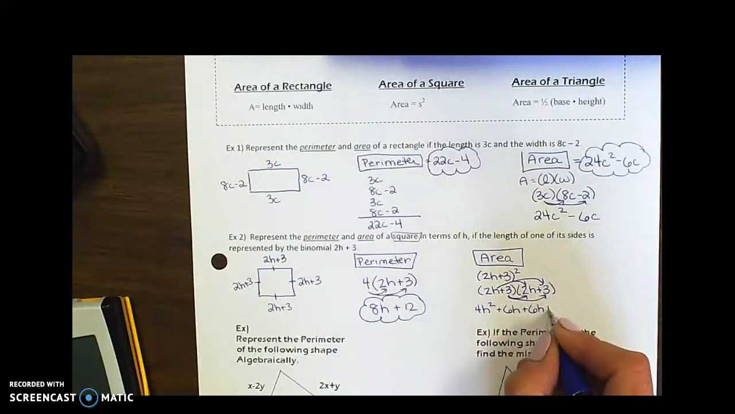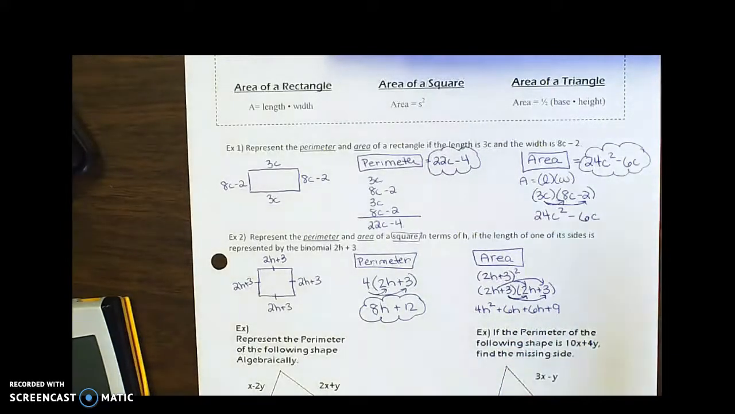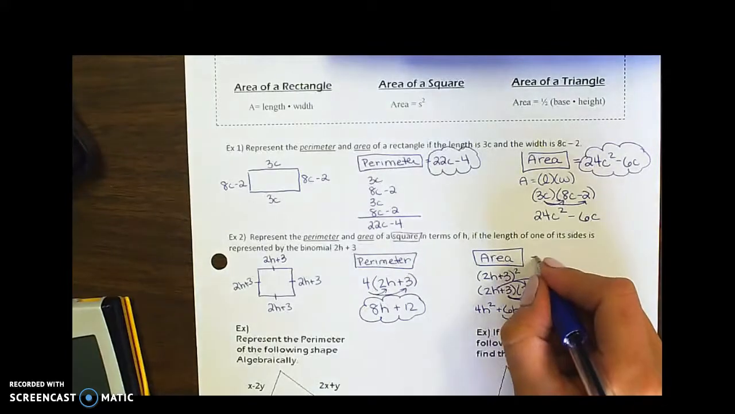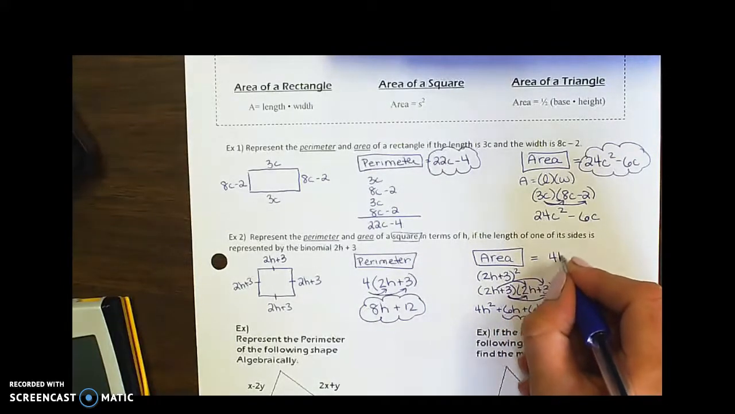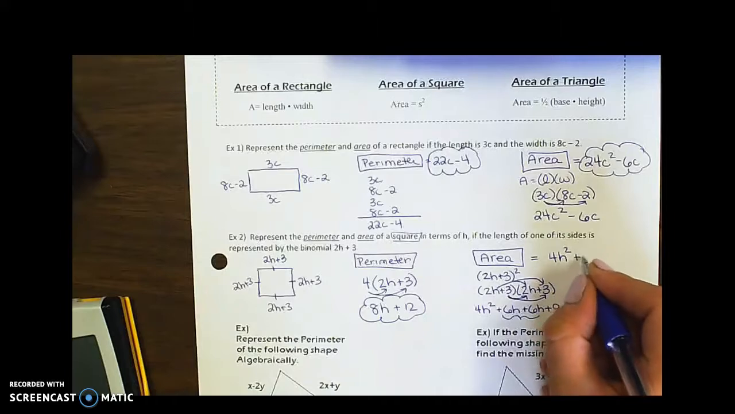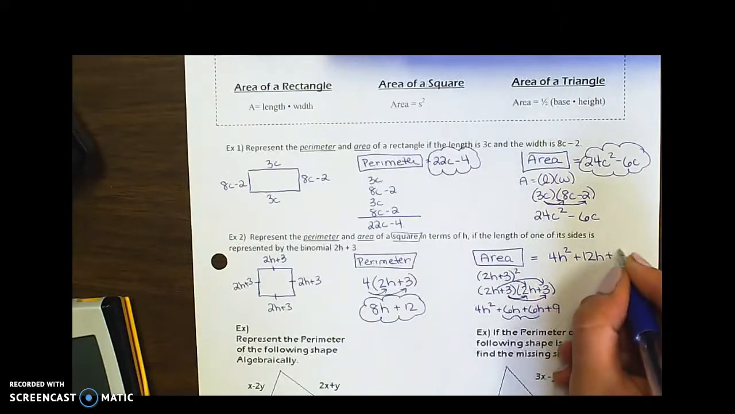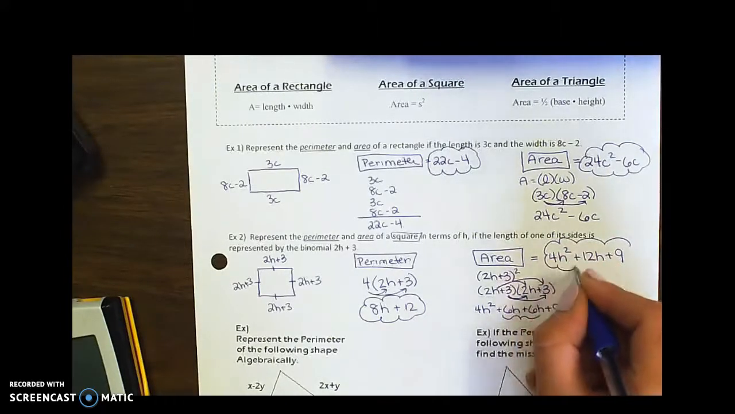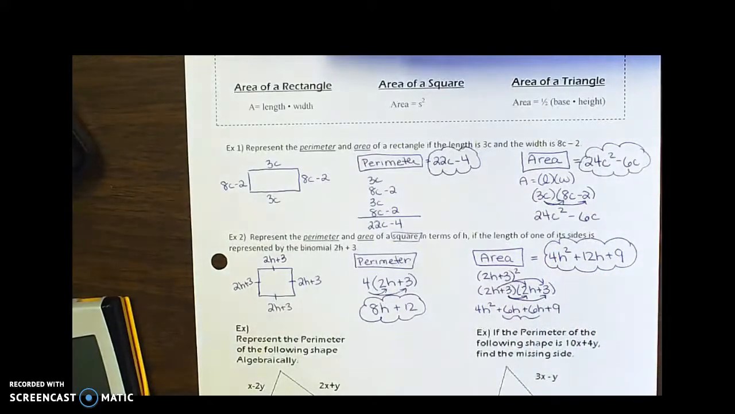3 times 3 is 9. Okay, so now I can combine my like terms, those 6 h's in the middle. So my area is equal to 4h squared plus 12h plus 9. And we have our final area.